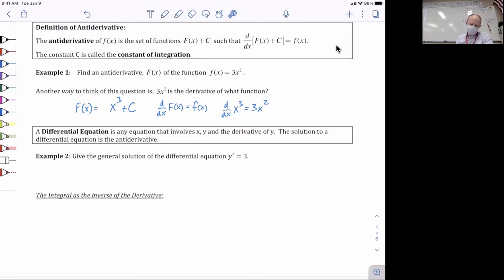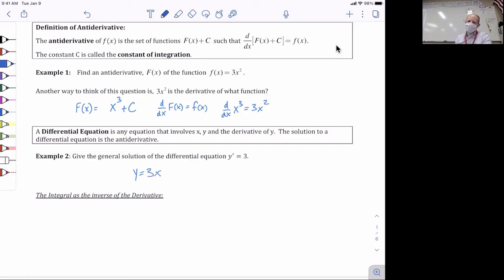Okay, so you might see the wording like this. Give the general solution of the differential equation y prime equals 3. Okay, so we know this is a differential equation because it says y prime. So we have the derivative of y, and that's really the important part. And so what we're looking for now is the antiderivative. Okay. And so we're trying to find y.